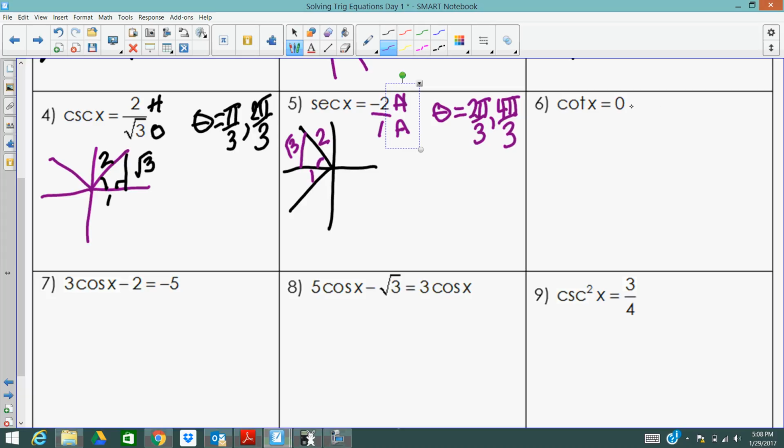Cotangent is adjacent over opposite, but we never have a side length being 0, so remember that cotangent not only is adjacent over opposite, but it's also cosine over sine. So cosine is 0 when x is 0, so at 2 places, at pi over 2 and 3 pi over 2.